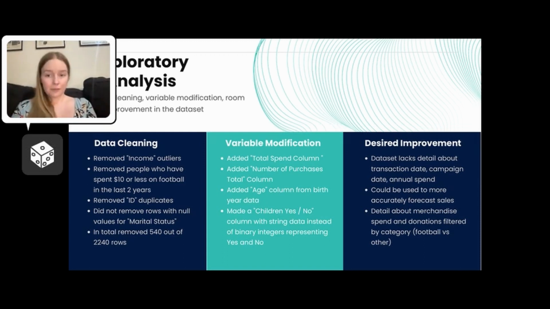Desired improvements going forward. The data set lacks details about transaction date, campaign date, and annual spend. These could be used to more accurately forecast sales going forward, and details about merchandise spend and donations would be filtered by category going forward. So it didn't say whether it was for football or baseball, so it was hard to figure out exactly what they were spending money on.